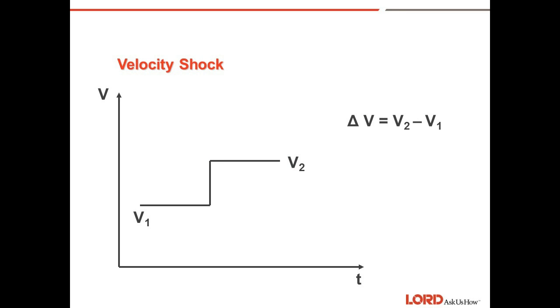The last type of shock you may encounter is velocity shock. Velocity shock occurs when an object moving along at v1 instantly stops, or an object moving at a certain velocity v1 accelerates to a high velocity v2. Again, the difference between the two velocities is the delta V that we can use.